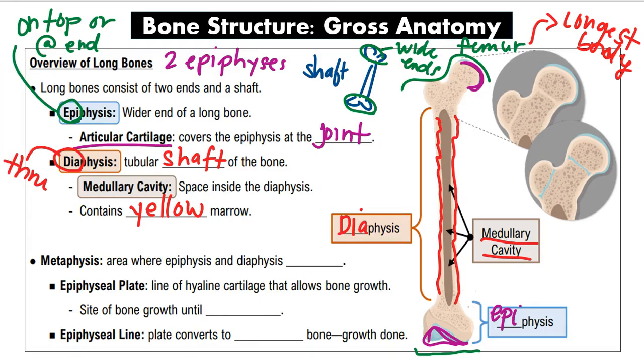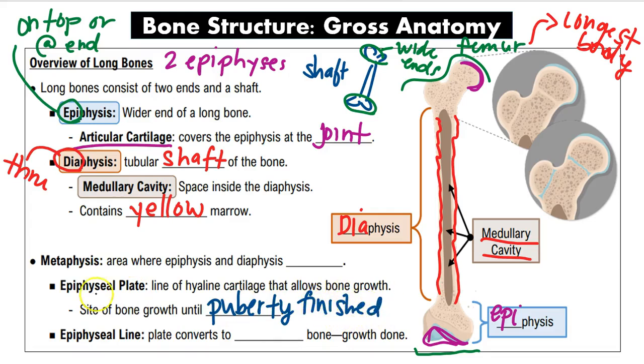I know some of you are thinking, well, if we're supposed to be starting off with all this hyaline cartilage, where is all that at here? Why do we only have this articular cartilage at the end of the epiphysis? That's because that line of cartilage that's going to allow the bone to grow when we're babies is going to stop once we reach puberty.